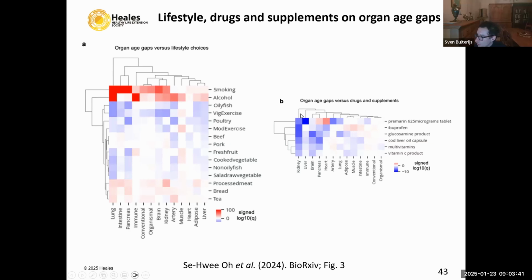Here you see those were for drugs and supplements, Premarin, ibuprofen, glucosamine, cod liver oil, multivitamins, and vitamin C. And you see they all decrease, for example, the kidney aging clock. Liver aging is significantly reduced here by Premarin, and so on.